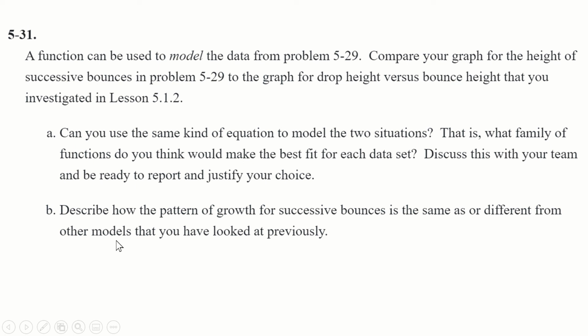And then finally, describe how the pattern of growth for successive bounces is the same as or different from other models you've looked at previously. So when I go down the line and I look at successive bounces, what am I doing to go to the next one on the list, to the next one on the list? What does that operation look like? And then how is it different from things we've done in the past?